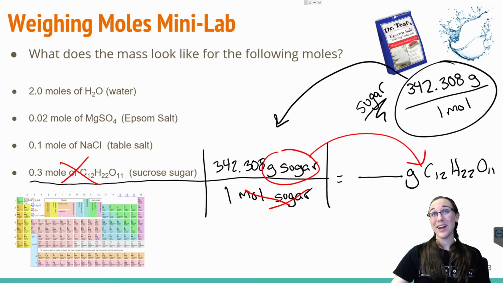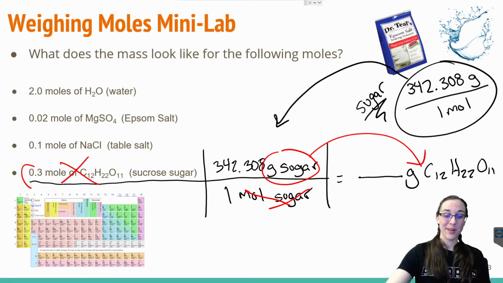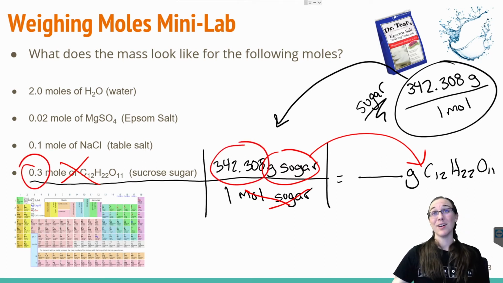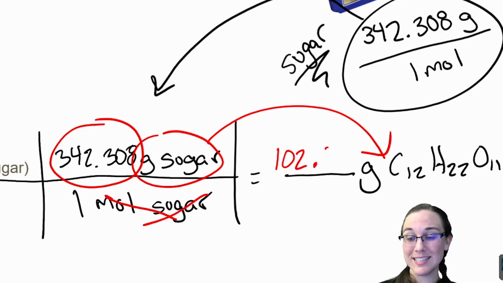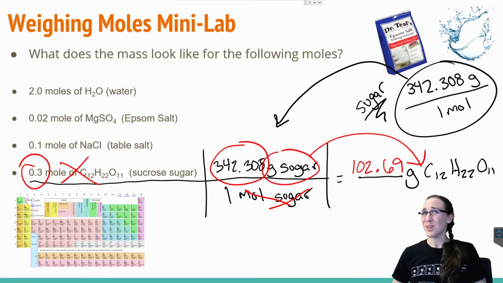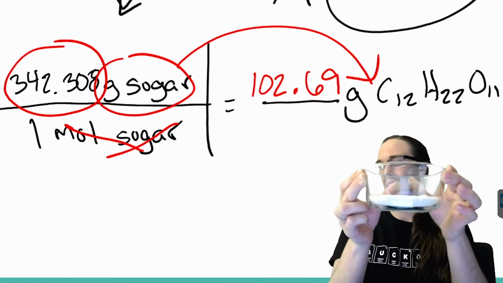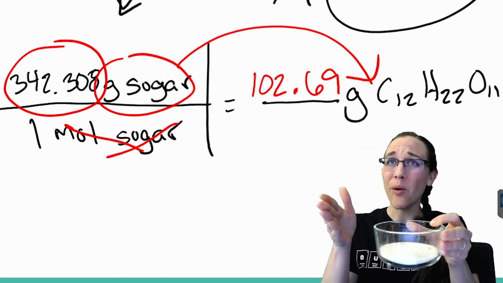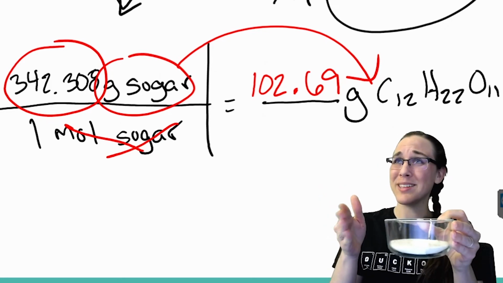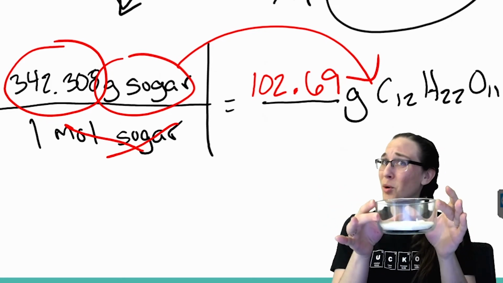Again, we know we did it right, so let's multiply our 0.3 times our mass of 342.308, and we end up with 102.69 grams of sugar. And as before, of course I know that you want to know what 102.69 grams or 0.3 moles of sugar looks like, so drum roll. Ta-da! So, substantially less than the obviously 1 mole that we had before, because this is only 0.3 moles. It's not even half a mole of sugar.